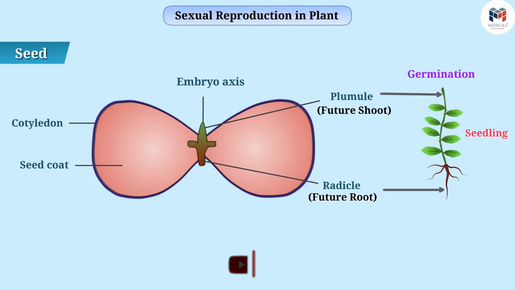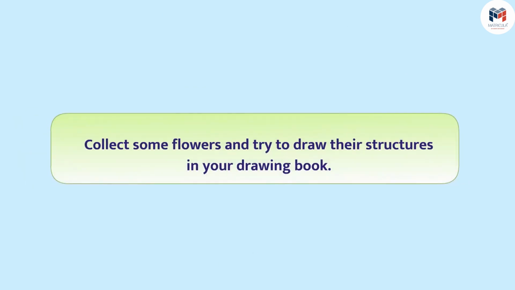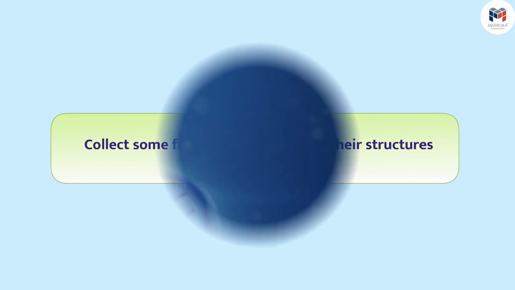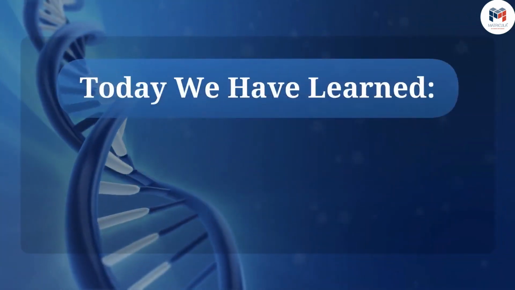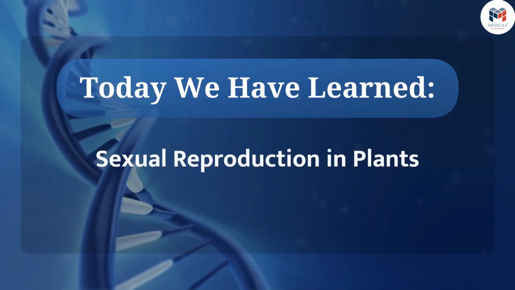So now you must have understood the sexual reproduction in plants very well. For your homework, collect some flowers and try to draw their structures in your drawing book. So today we have learned sexual reproduction in plants.